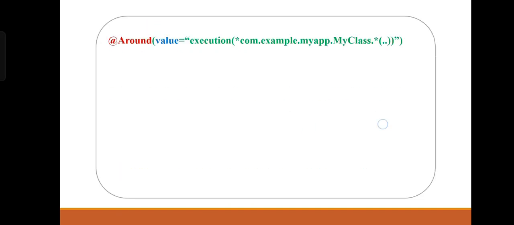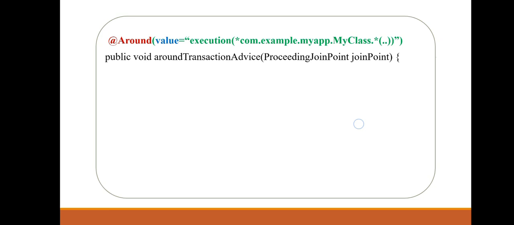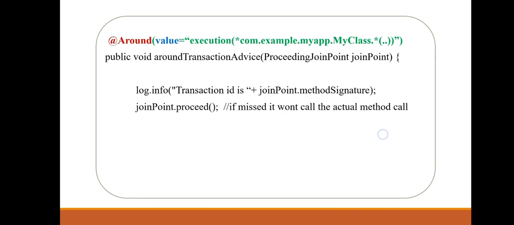Example for this. Here also we have the annotation @Around. Inside this, the respective pointcut expression, and the advice method, aroundTransactionAdvice. Inside this, the difference is ProceedingJoinPoint. In the previous advices we have only the JoinPoint as parameter, right? So here we have ProceedingJoinPoint. That is the major difference. Also here we are just logging it. And one more thing, here we need to call the method with the help of this ProceedingJoinPoint dot proceed.